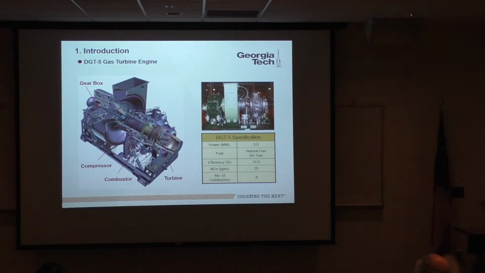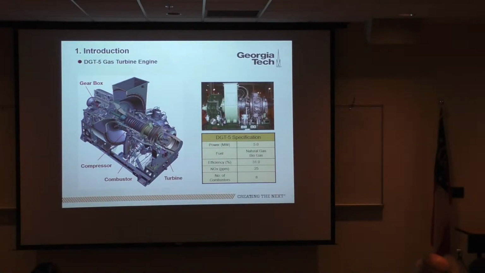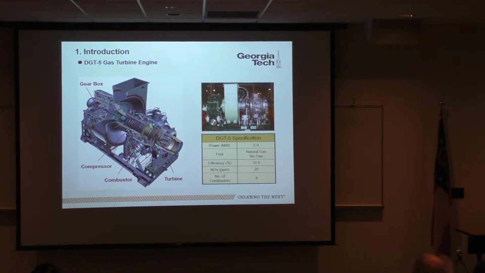Before I came to Georgia Tech, I worked 7 years at Doosan Heavy Industries, which is a Korean company. We developed a 5 megawatt class gas turbine engine for electricity. The left picture is the 3D modeling, and the right picture is the first manufactured engine. I was in charge of developing the combustors.